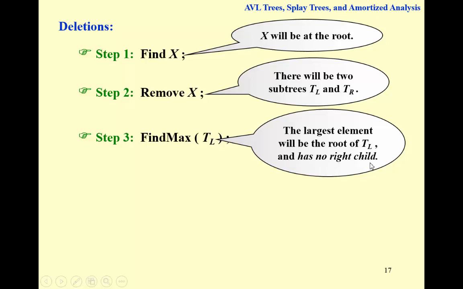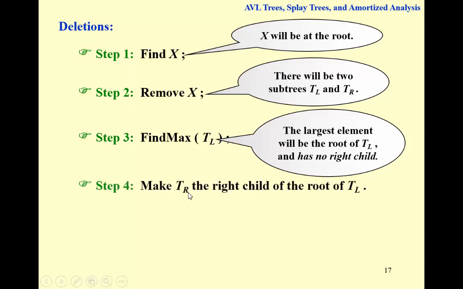Why not? You can prove by contradiction, right? If it has a right child, the right child has to be larger than this root. But the root is already the largest one, so it's impossible to have any right child. And what else can we do? Simple, right? Just make the original right subtree the right child of this new root of the left subtree. So everything's going to be fine, meaning that it's still a binary search tree after the deletion.